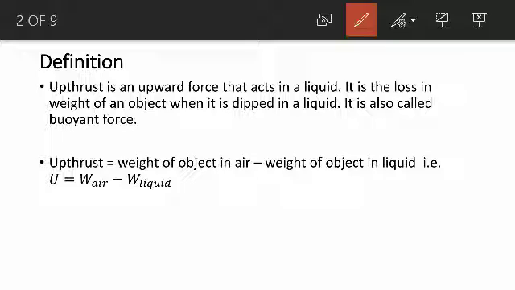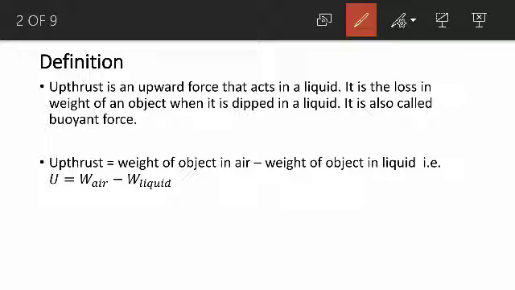Another example is fetching water from the well. When the can is still inside the water, it is easier to draw up. But once the can comes outside the water, it becomes a little more difficult. So the force that makes it easy to draw water up in a liquid is called the upthrust, which is the buoyant force, and it is the loss in weight of the object.